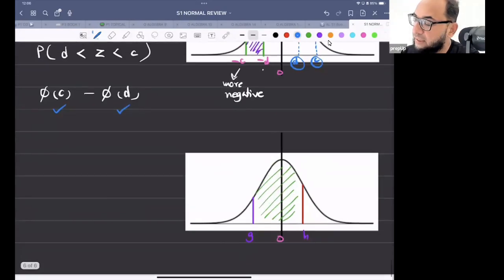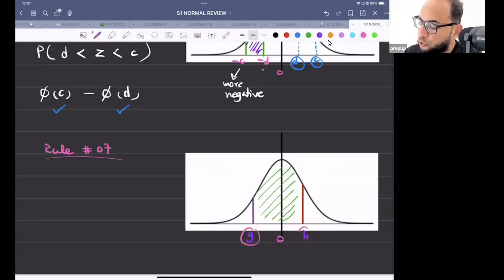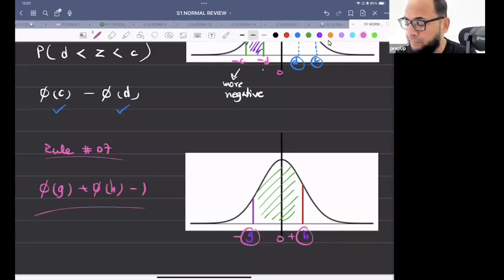And the last rule, rule number 7, is when it lies between two values, one negative and the other positive. So this is phi of the first value plus phi of the second value minus 1. The logic is a bit deeper, so just apply this and you will get it correct.